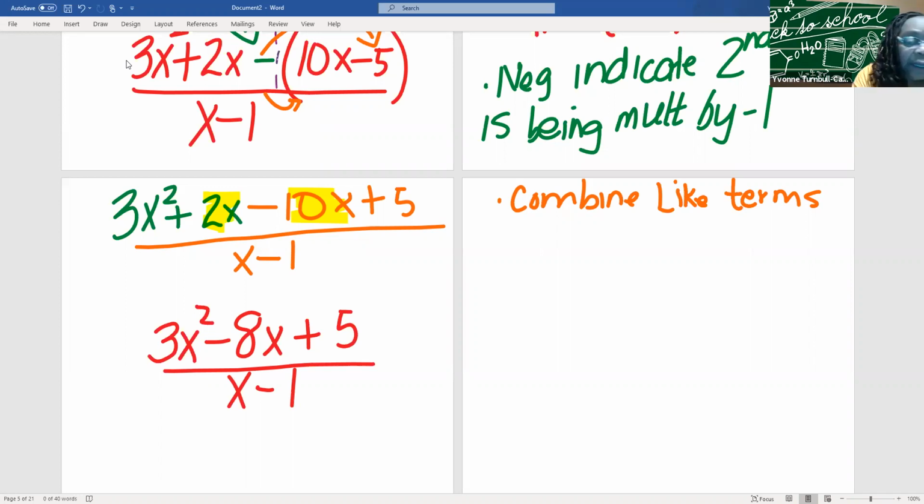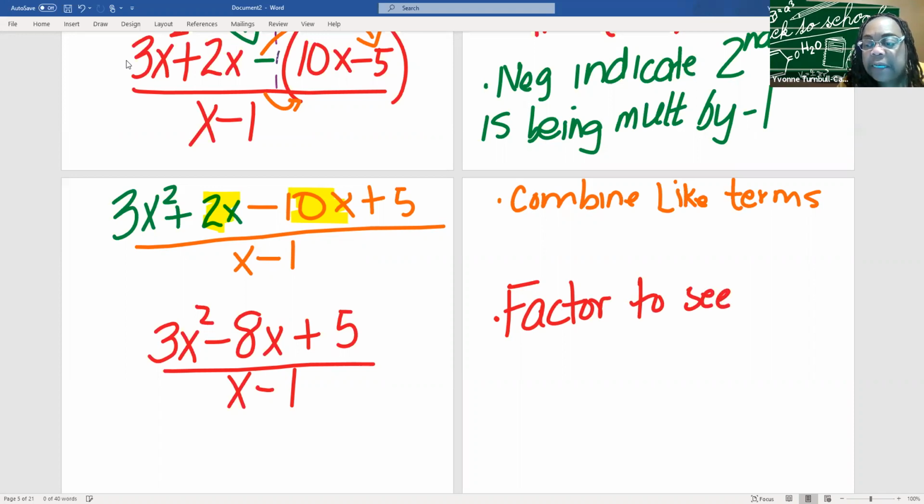Now, at this point right here, you're not finished because, you notice I wrote up top not to cancel or factor anything. You cannot factor in the middle of a problem. But once you've gotten to the end, you want to factor to see if canceling is possible.